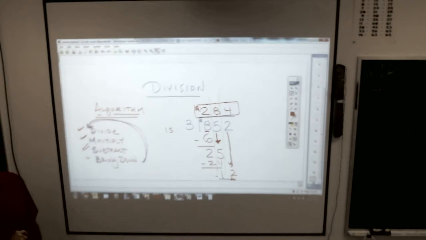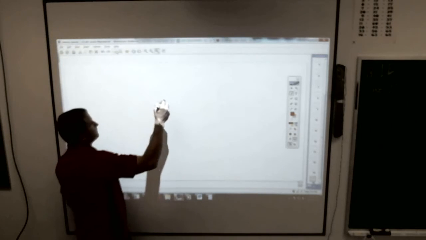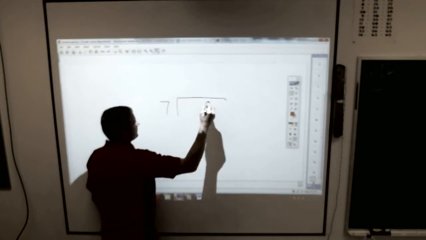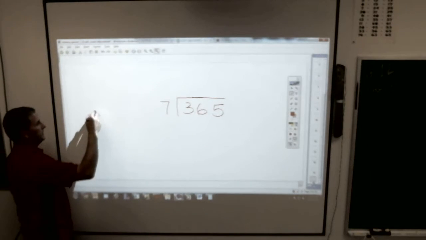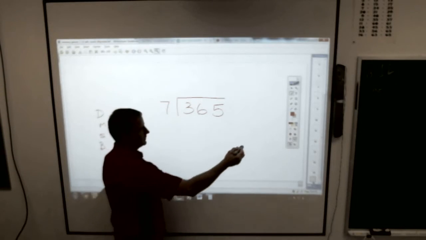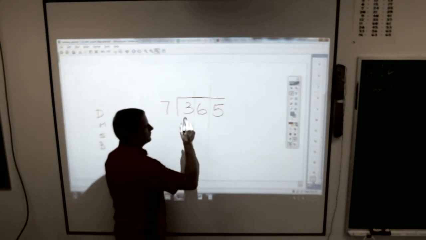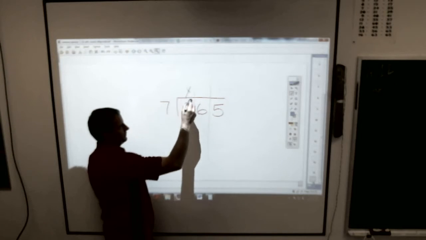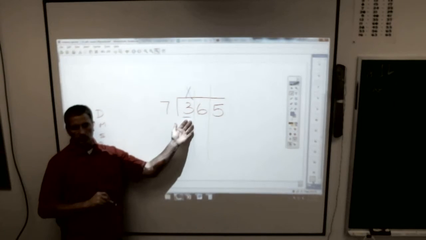How about 7 into 365? And again, when you get good at this, you can speed on through your divide, multiply, subtract, bring down. But please watch, this one's a little bit different. 7 doesn't go into 3, so you don't put anything above that 3. Keep your column straight. 7 does go into 36 how many times? Leo? 7 times what is close to 36? But you can't go over.